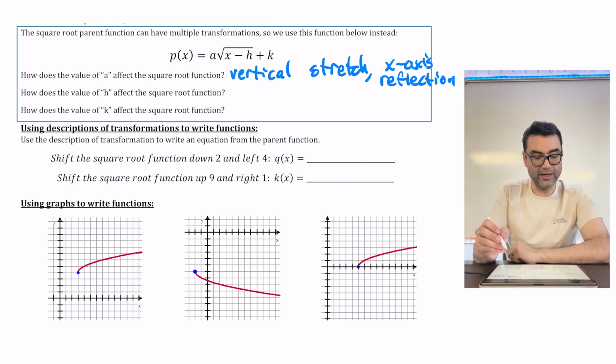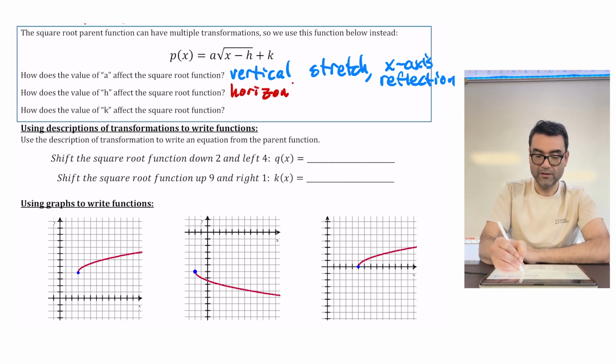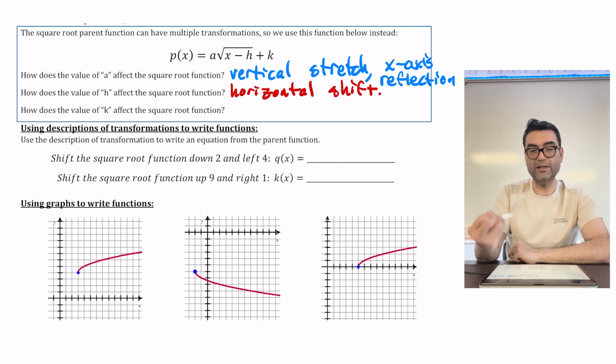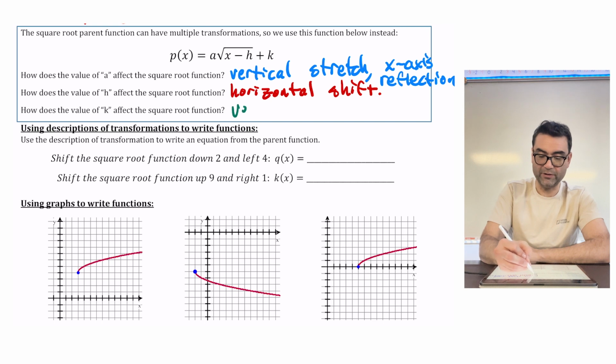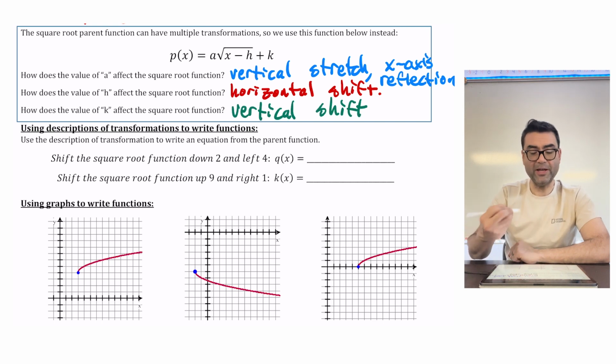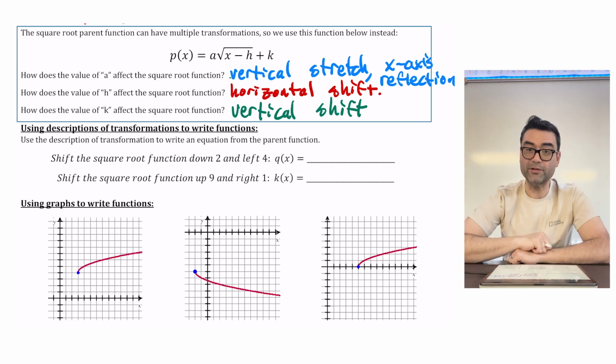The next one says, how does the value of h affect the function? Well, this affects the function by a horizontal shift. And lastly, how does k affect the function? This is known as our vertical shift. So based on the square root function, if you put values a, h, and k into the function, you get these 3 different effects.